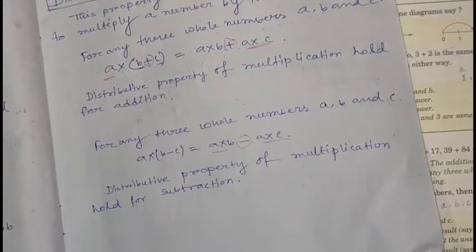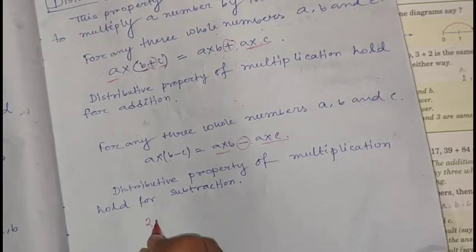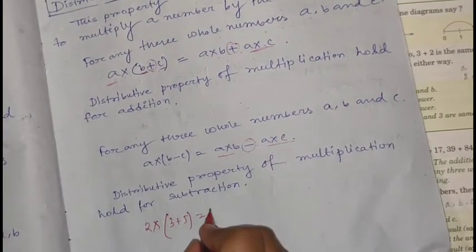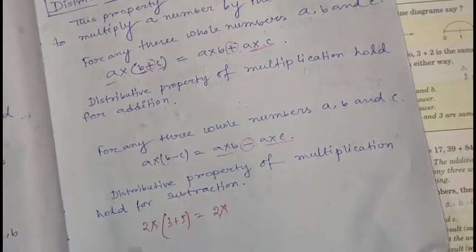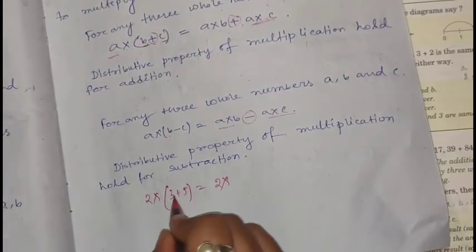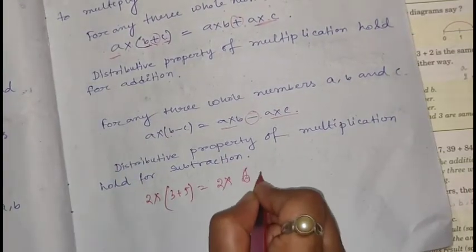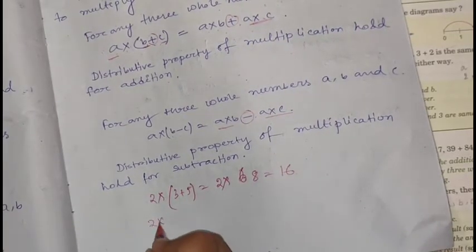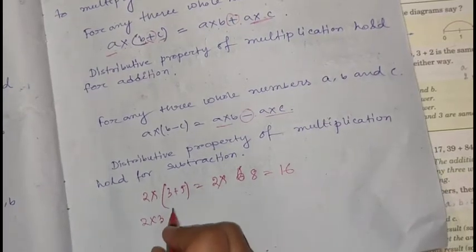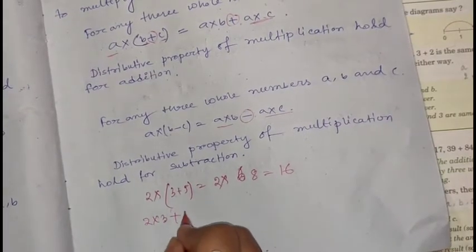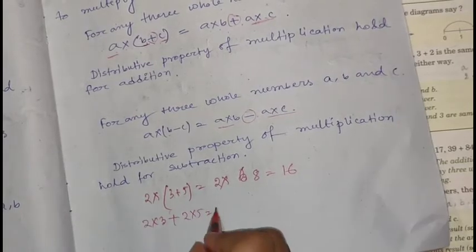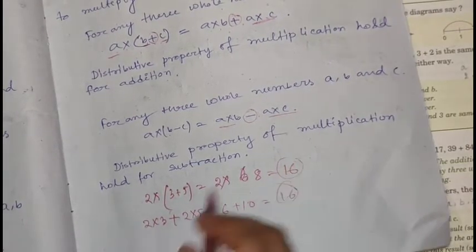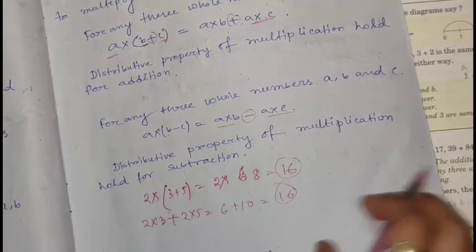So let's take an example. If you take 2 multiplied by 3 plus 5, how can you get the value? 2 multiplied by 3 plus 5 is 2 multiplied by 8, and this value is 16. If you use the distributive property, 2 multiplied by 3 plus 2 multiplied by 5, this value will be 6 plus 10, which is also 16. This is the distributive property over addition.